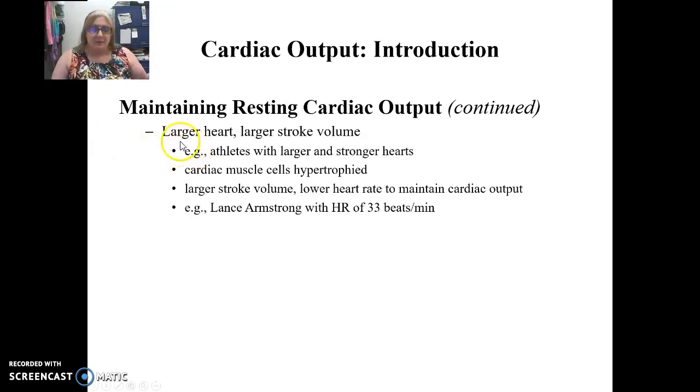If you have a larger heart, you can have a larger stroke volume, which means you can have a slower heart rate, and you're still getting the same amount of blood through your system. Typically, we see larger hearts in healthy individuals that have worked their heart muscle out. So Lance Armstrong has a heart rate of 33 beats per minute, and he's a healthy individual.